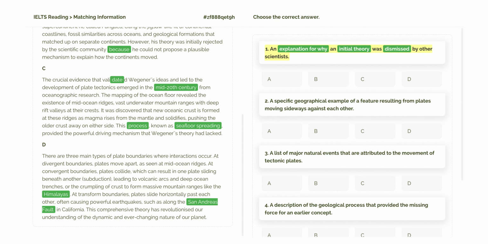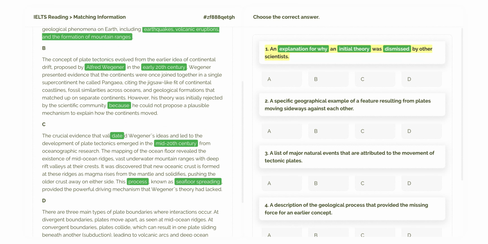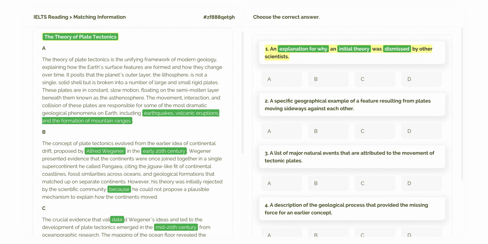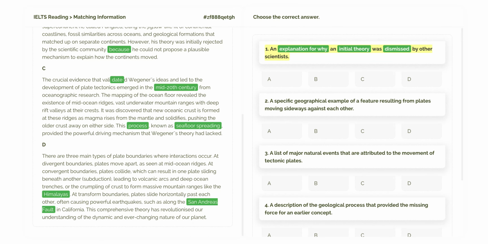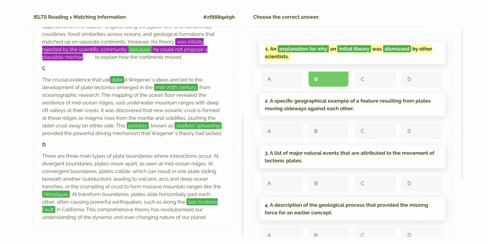Our map points directly to paragraph B, which discussed Wegener's theory and its initial rejection. Paragraph A is a definition, paragraph C is about evidence, and paragraph D is about types, so paragraph B is our strongest candidate. The final answer is B. Paragraph B clearly states that Wegener's theory was initially rejected by the scientific community because he could not propose a plausible mechanism. This directly matches the information in the question.